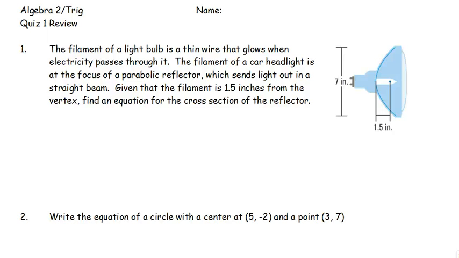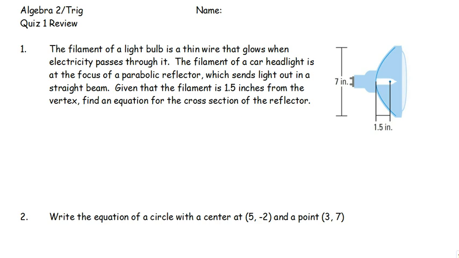Today's video will be a review for your first quiz on conics. So we look at the first problem. The filament of a light bulb is a thin wire that glows when electricity passes through it. The filament of a car headlight is at the focus of a parabolic reflector, which sends light out in a straight beam. Given that a filament is 1.5 inches from the vertex, find an equation for the cross-section of the reflector. Now we've done one other problem like this before.